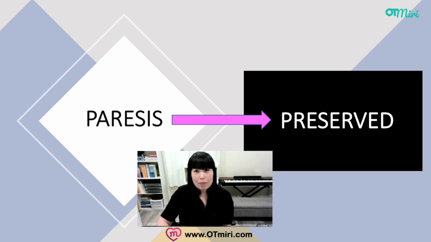Paresis preserved, because it's not a complete paralysis. You have some preservation. So think of preserve with paresis, and remember that with some preservation, paresis is less severe than plegia. And the word hemi in hemiparesis or hemiplegia means it's affecting only one half of the body. And it's on the side that's contralateral to the hemisphere of the brain with the lesion.